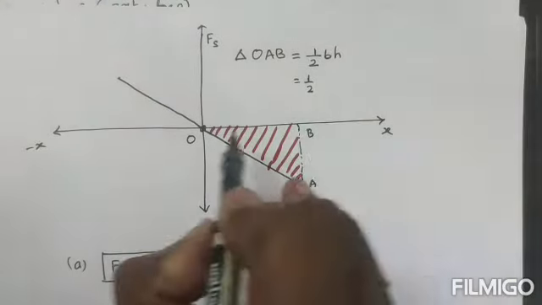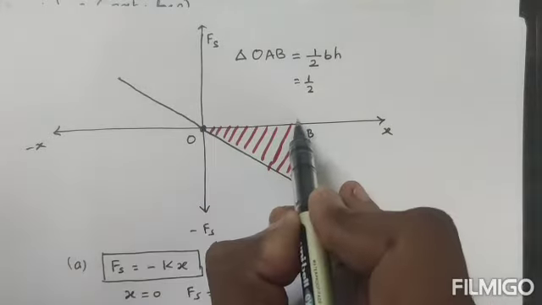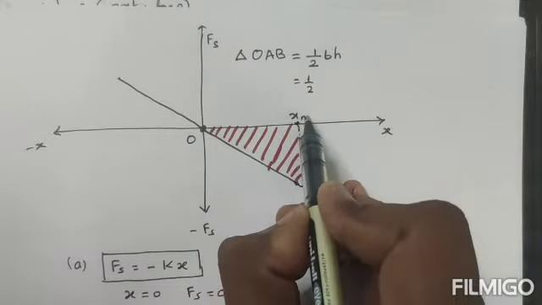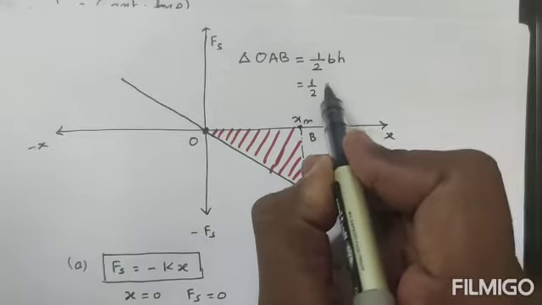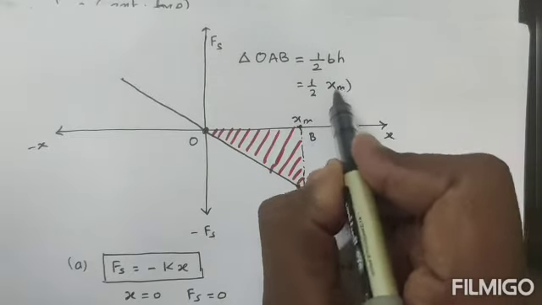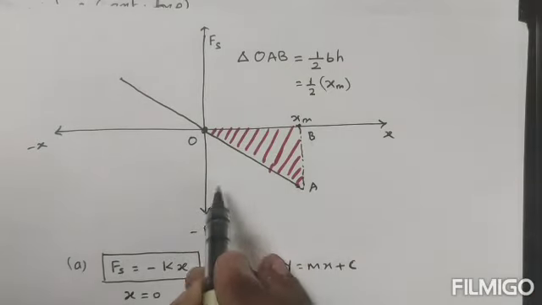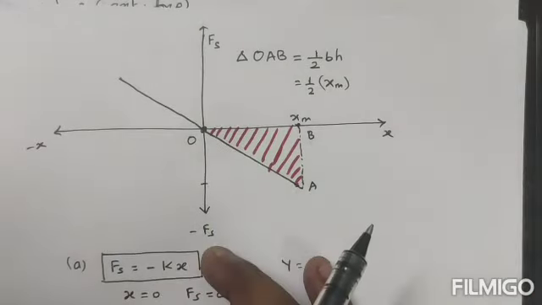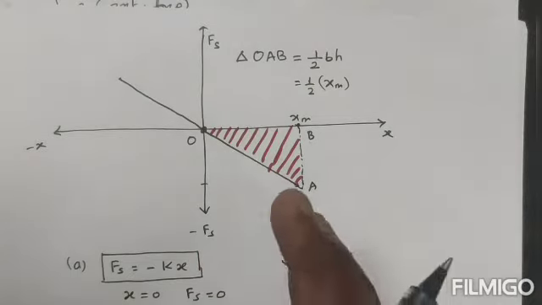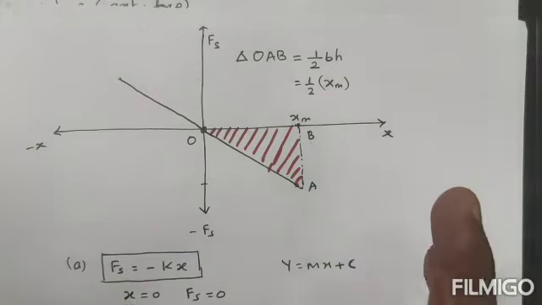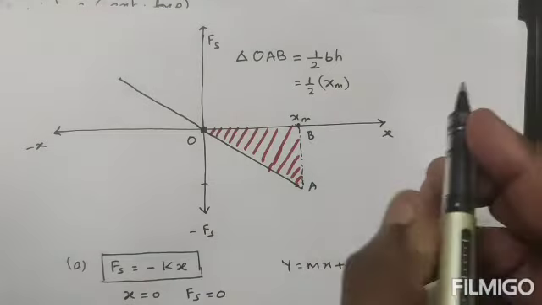The base value is the stretched condition, up to Xm. Up to Xm we stretched. So here the B value is Xm. And then the height. The height is Fs. Whether it is negative or positive, there is no need to worry. We need the work done alone. So we can say this is like Fs.